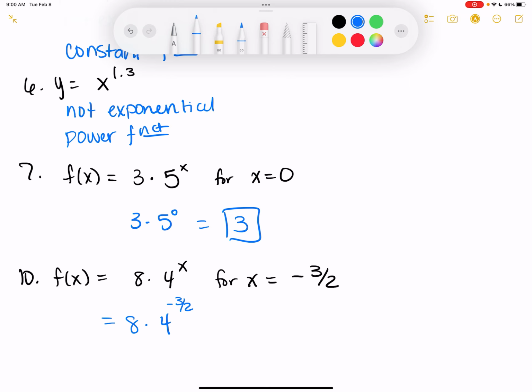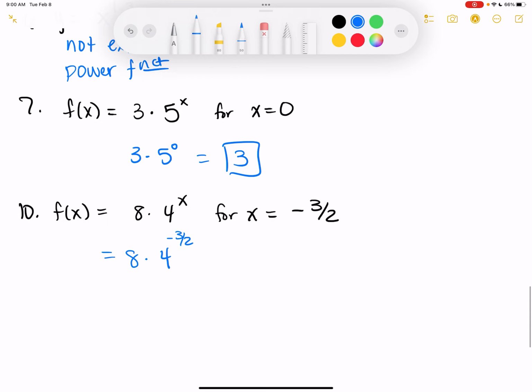Well, number 1 is negative, so you have to flip it. The negative means it's going to the bottom. So I now have 8 times 1 over 4 to the 3 halves. If I just told you to do that, what would you tell me to do? 4 times 4 times 4. Okay, so that would be 4 times 4 times 4. If I told you this, what would you tell me to do?